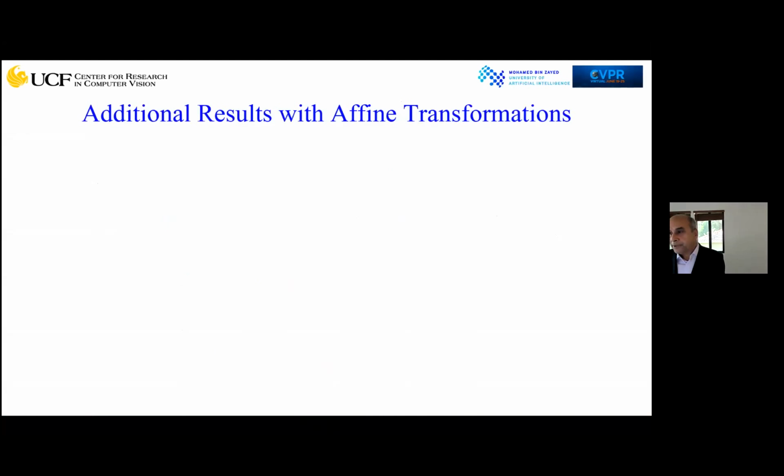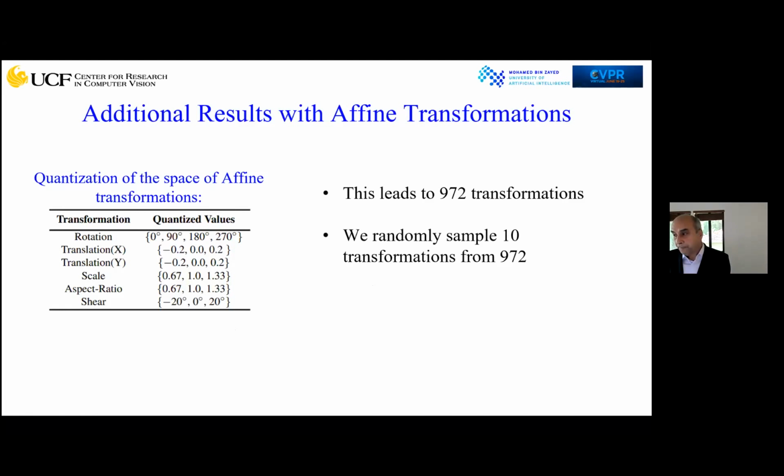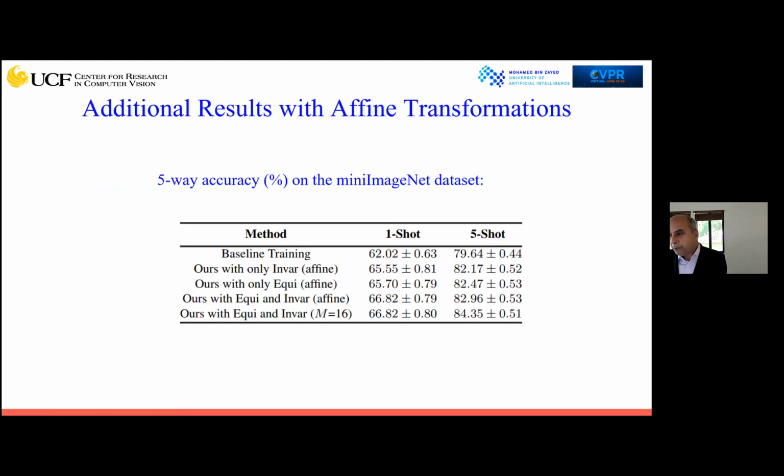Now, the other way to look at it is that we can take the full affine and quantize it into different transformations, like different rotations, translation X, translation Y, scale, and all those things. We did that also. If you take all that, it creates lots of transformations, 972. It's not possible to apply that many transformations to each sample. So what we did, we selected 10 transformations randomly and applied those to the images, and did our experiment with that. We found that even that works well, better than the original method.